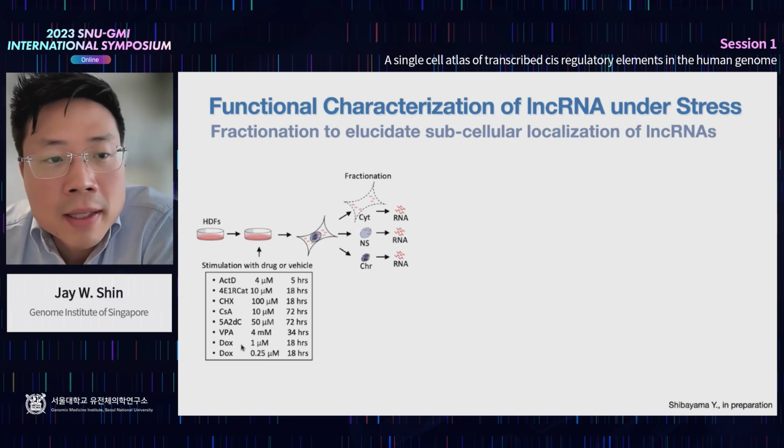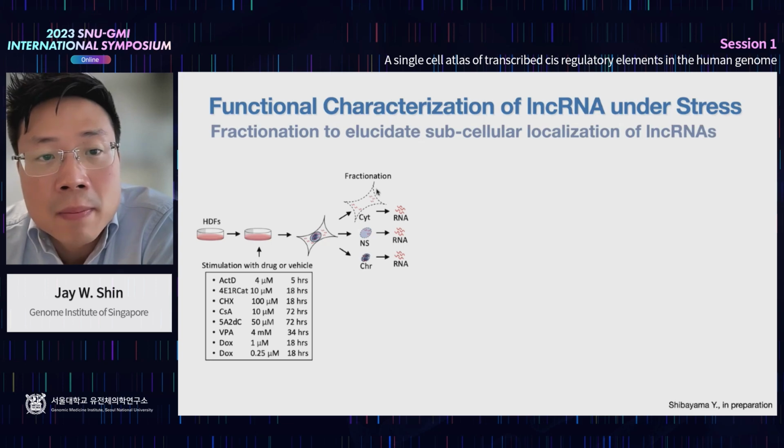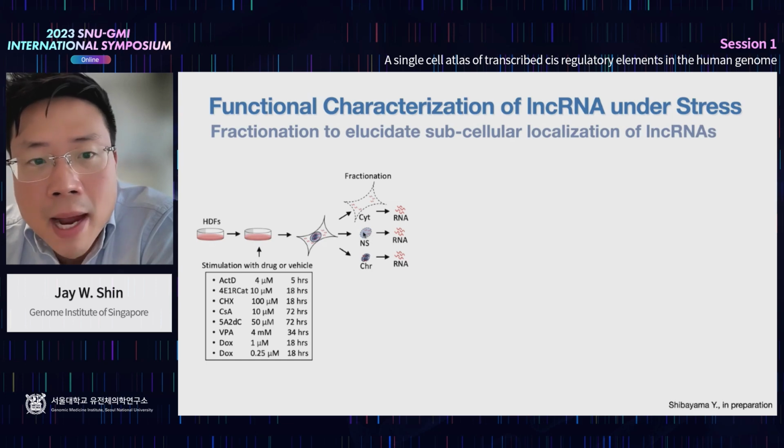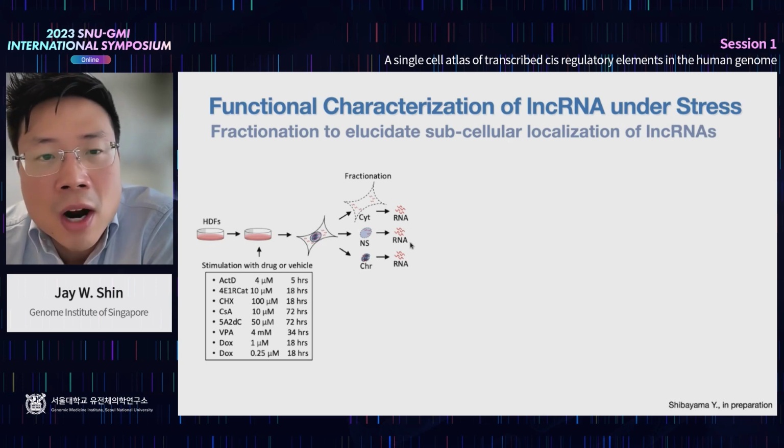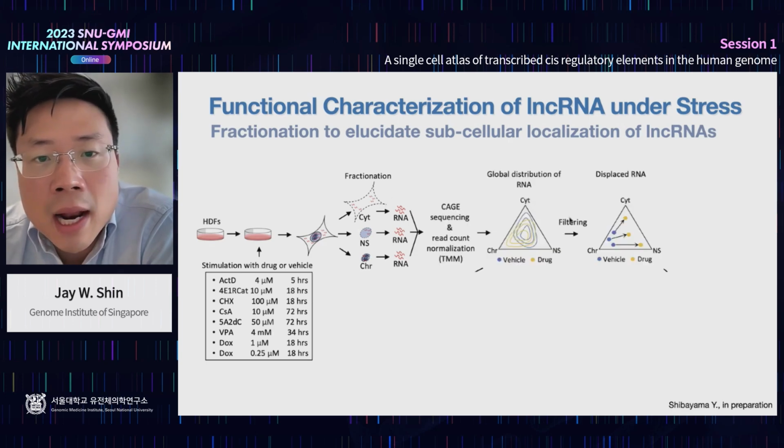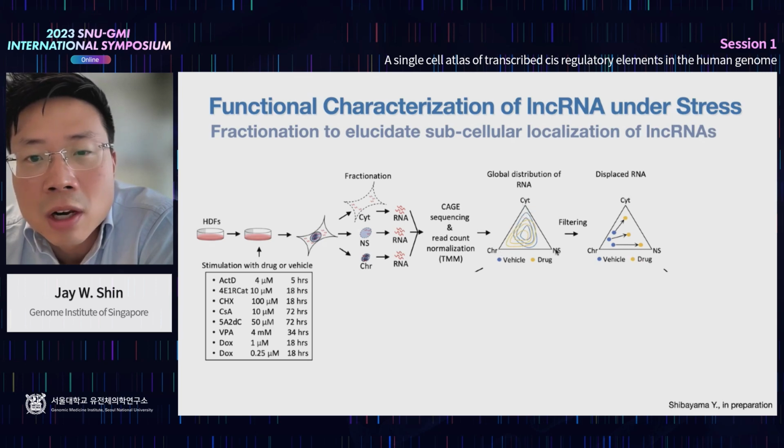So we stimulated with these drugs and fractionated the cells into cytoplasm, nuclear soluble, which are RNAs that are in the nucleus but not bound to the chromatin, as well as chromatin-bound RNAs. So for these three fractions we then performed RNA sequencing, which allows us to perform this global distribution analysis using this ternary plot, where you have RNA distribution from cytoplasm, chromatin-bound to nuclear soluble.